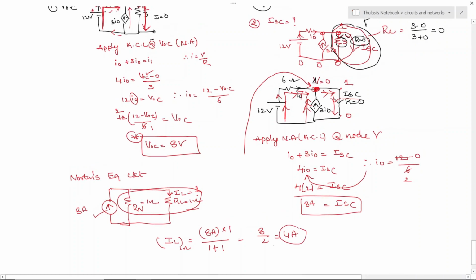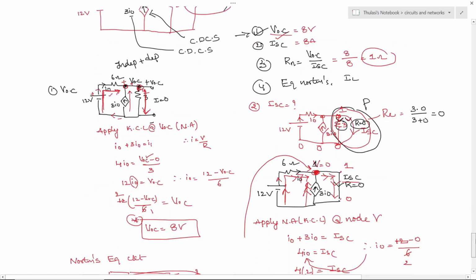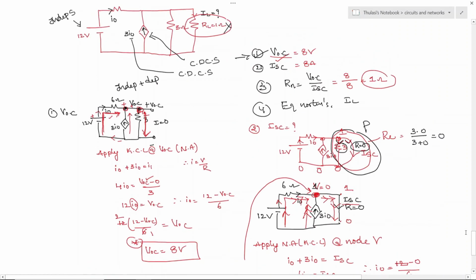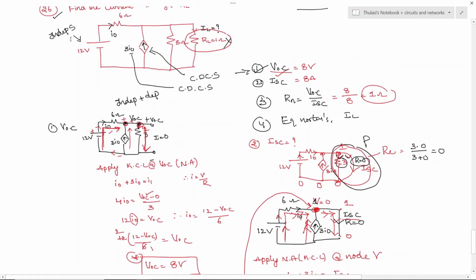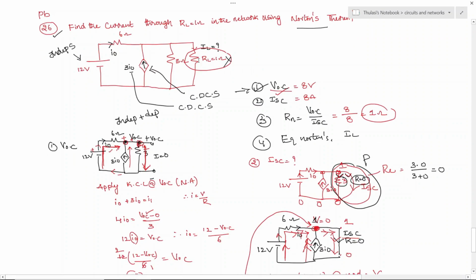So I would like to recall the problem. Why? Because these are very important problems from the GATE point of view while you are solving. So when you see this problem, initially an independent source is given and a dependent source is given. When both are acting, this is an independent source and this is a current dependent current source. So first we need to find out VOC.